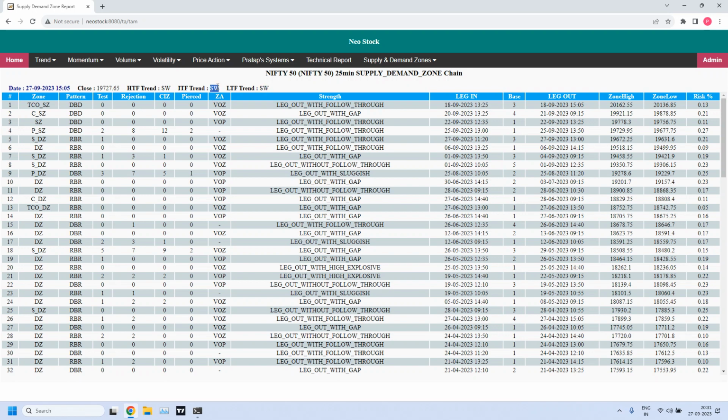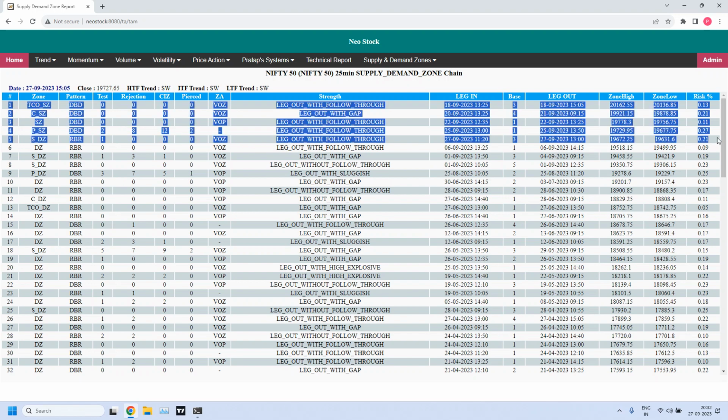75 minutes is sideways. And daily is sideways. How many supply zones we have? 5 supply zones. These are all supply zones. And after that, demand zones.